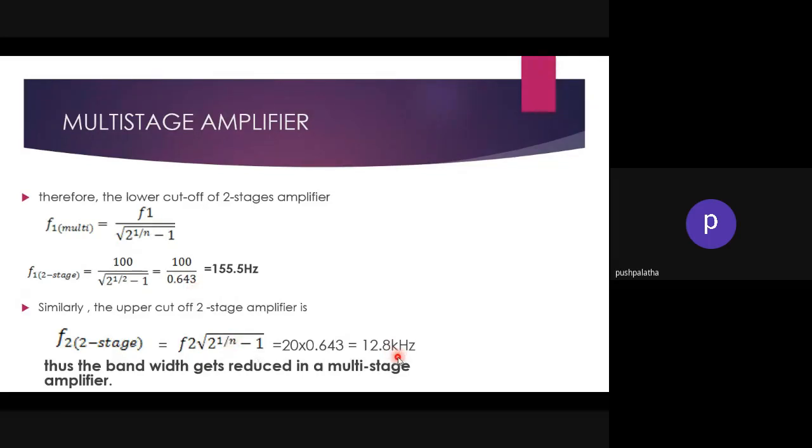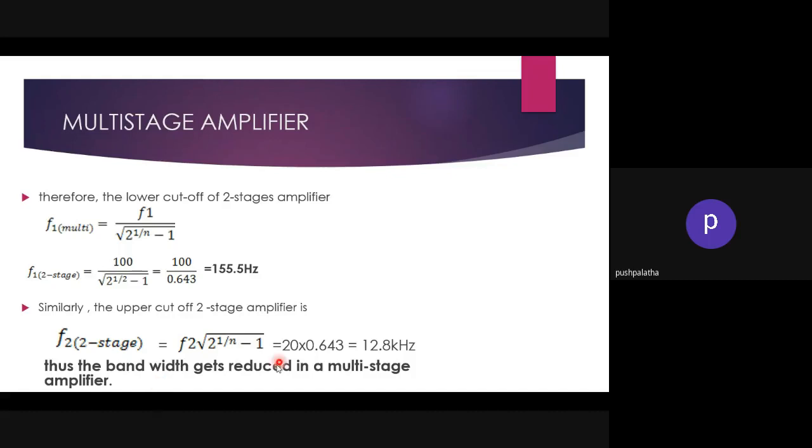So the bandwidth actually gets reduced in a multi-stage amplifier. Clear? When we cascade more stages, you might have seen this in the laboratory while doing the experiment, we used to plot the graph. If I keep on cascading more stages, the bandwidth is going to be reduced. Bandwidth is reduced and gain is increased. I think you might have seen this while plotting the graph, right?